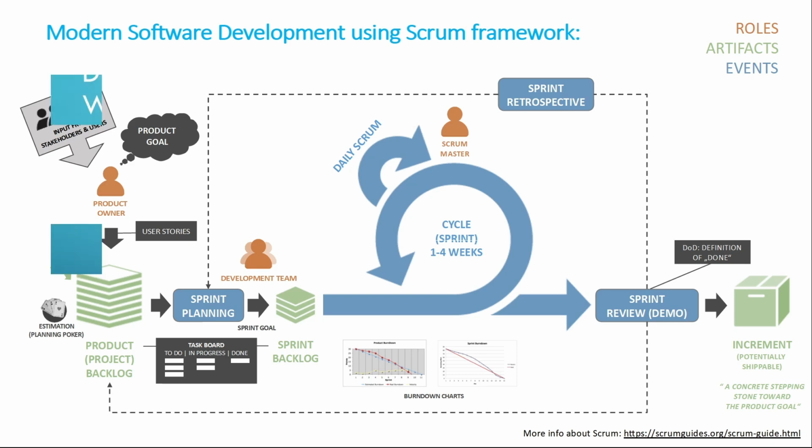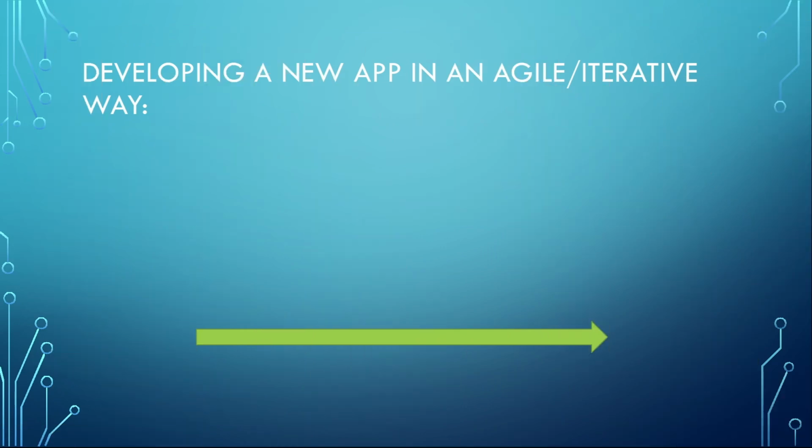Let's now have a look at how a new app would be developed using this agile or iterative approach. In the first sprint, we develop the prototype of the app, adding just the very basic design and functionality. In the second sprint, we add additional functionality and new features and give it out to the customers. Now we are able to monitor the customer behavior and get their feedback.